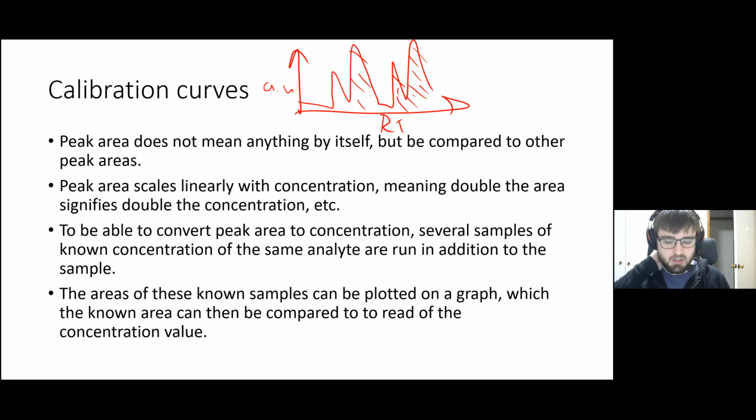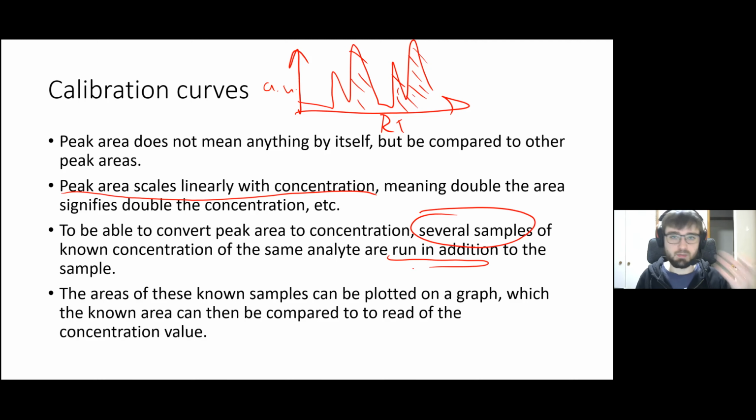Now, what makes this work is that peak area scales linearly with concentration. So if you have a 5 gram per liter solution and a 10 gram per liter solution, the 10 one will show up with twice the peak area as the 5 one. But to do this, we're going to need several samples of known concentration, and they're going to need to be run in addition to the sample, and then we're basically just going to make a graph out of them.